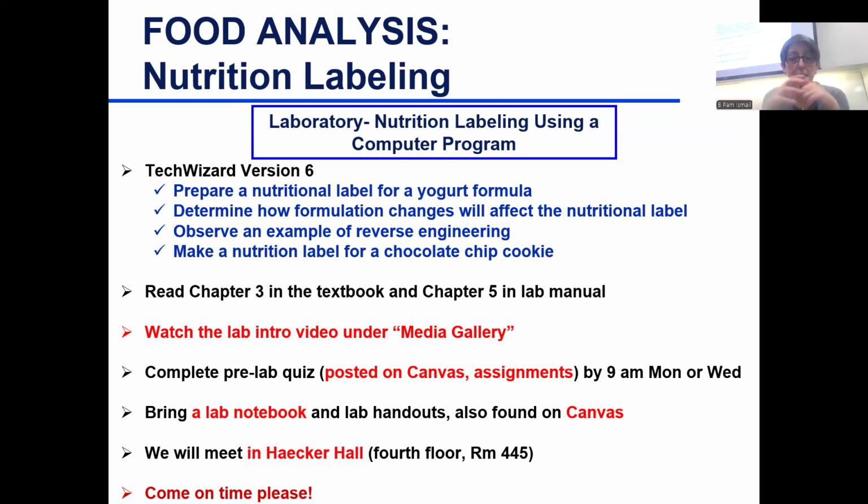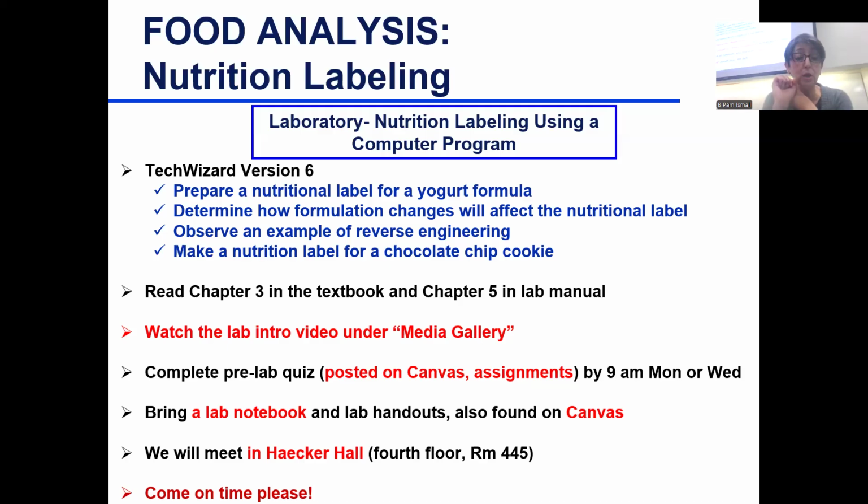Chapter 3 in the textbook would be helpful, and chapter 5 is what you will be following in the lab manual. There is a lab intro video, it's already up. Gray put that up. And also he put your pre-lab quiz up. The assignment is due by 9 a.m. I say here Monday or Wednesday because we used to have a Monday lab, but it's Wednesday for you.